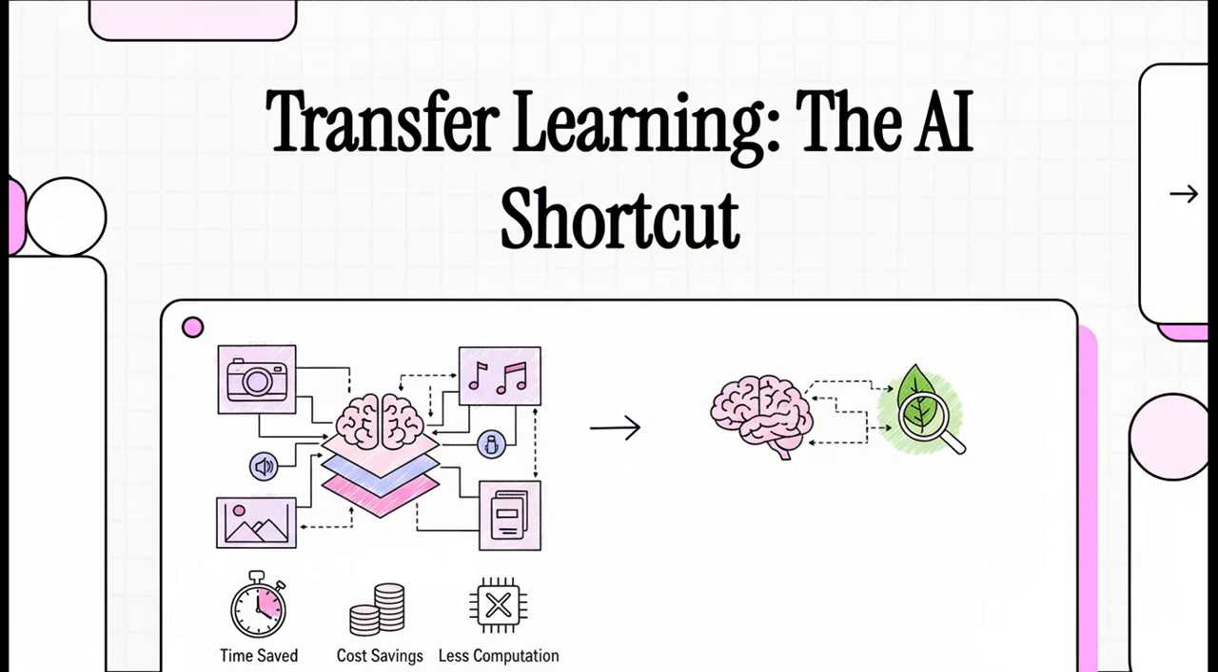All right, today we're going to dig into a concept that, honestly, is one of the biggest reasons modern AI is so incredibly powerful. We're going to answer the question, what exactly is transfer learning, and why is everyone calling it the ultimate shortcut in AI?